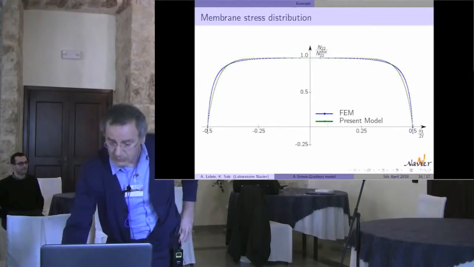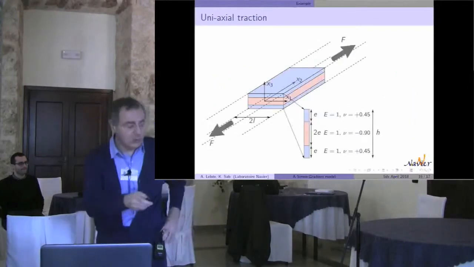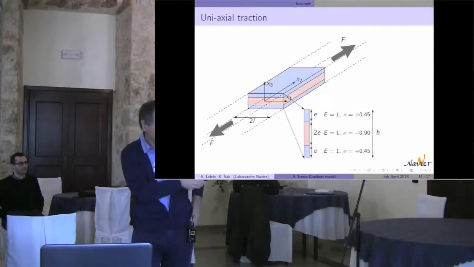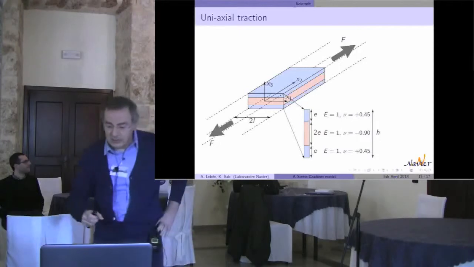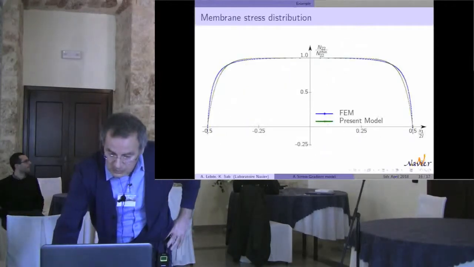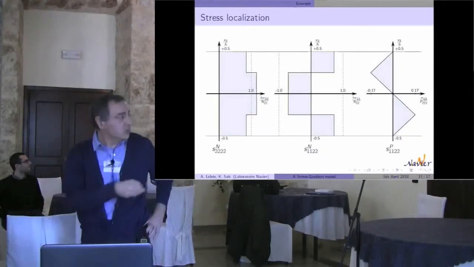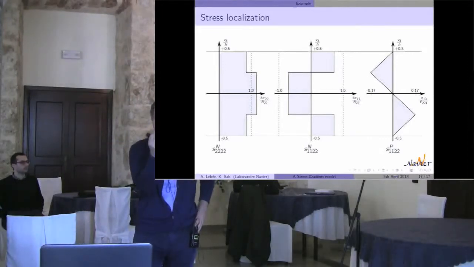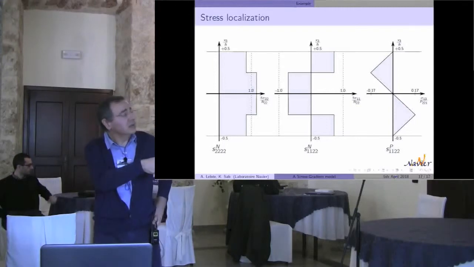So let me recall the axes. Sigma 1, 1 is this one. Oh, excuse me. So in this direction, of course, you should have 0. The sum of this must be 0 because in the average it must be equal to 0 here.